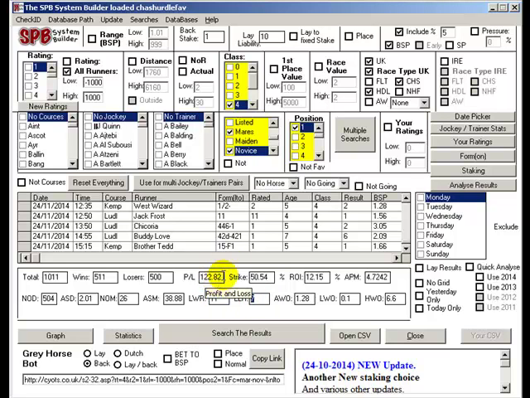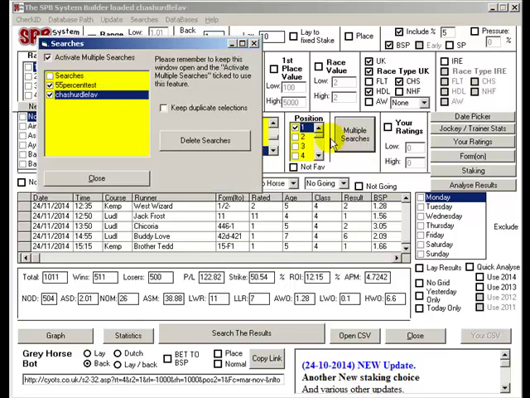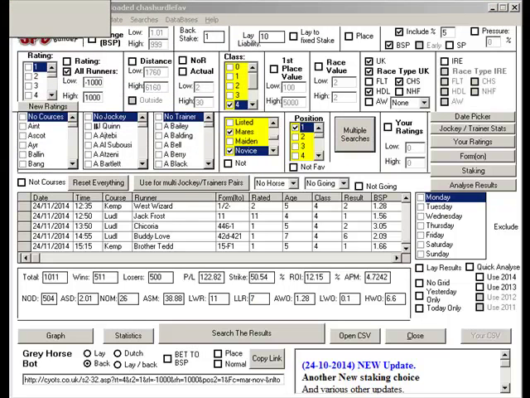Now if we look at this again, but this time what we'll do is we'll keep duplicate selections. So in other words, we would run these systems separately.